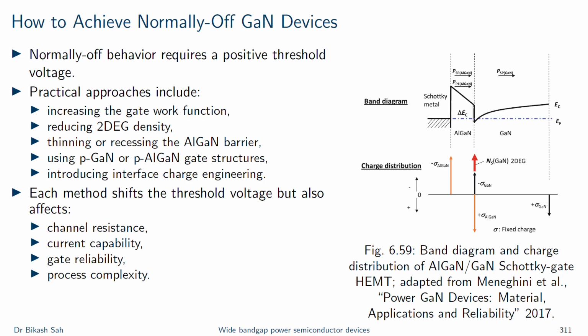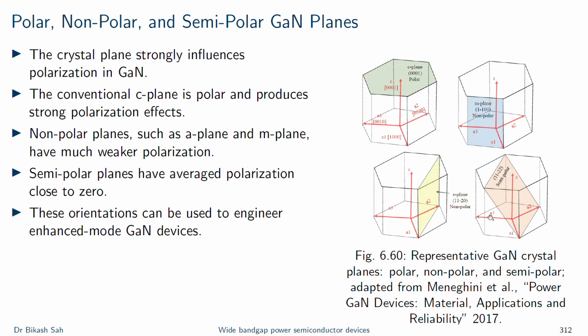For example, if we reduce the 2DEG density, then resistance may increase. If we use p-GaN, then gate reliability and gate current limitations matter. If we recess the barrier, etch damage becomes very critical. So in this figure, you could interpret it as a design trade-off map, rather than a list of solutions that we are looking into.